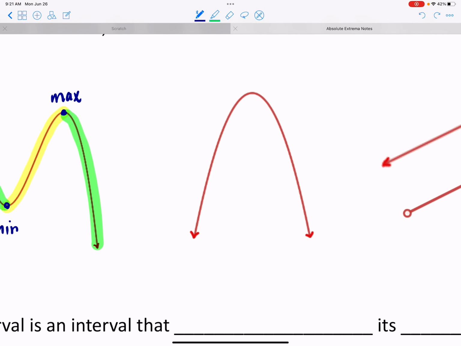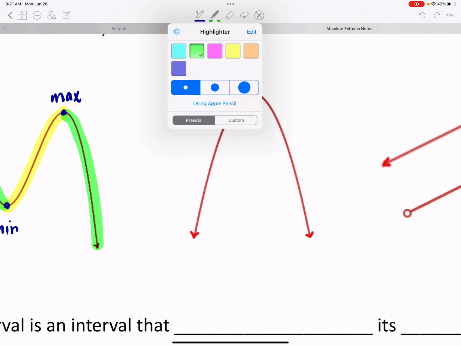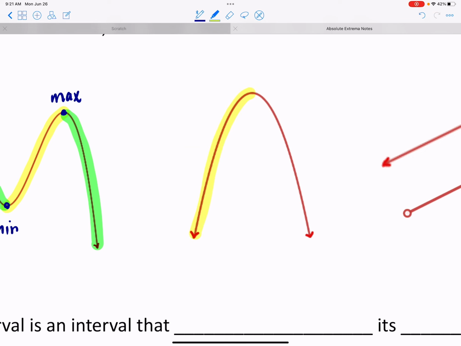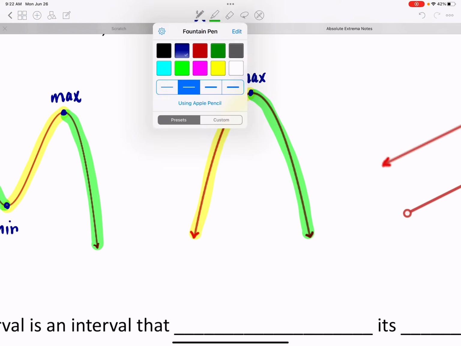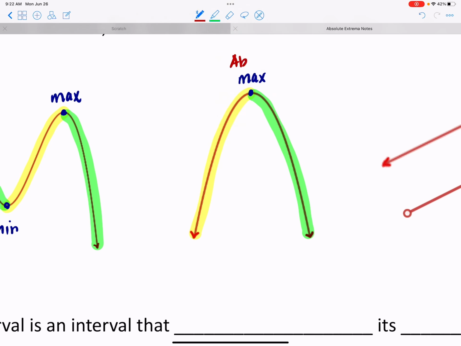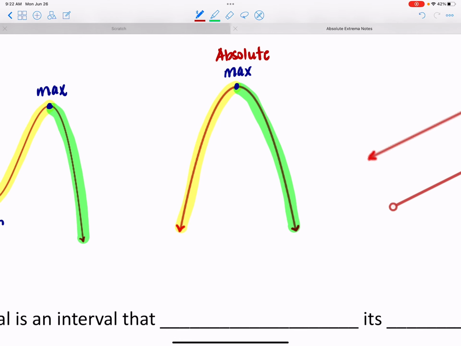Okay, here our graph goes from increasing to decreasing, and so this is going to be a maximum, and again we could call this a relative maximum on this open interval relative to that location, but because it is the highest point on this graph, there's no point that is higher than that point, we can also refer to this as an absolute maximum. Okay, and no absolute minimum because this graph goes down forever.